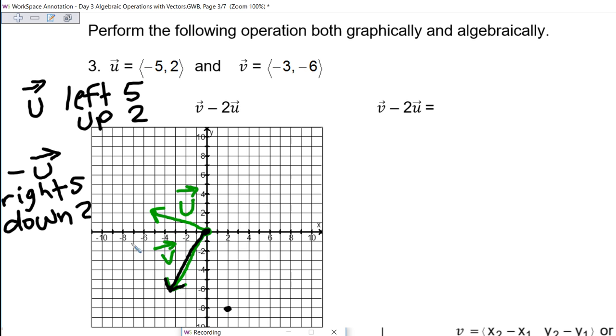And then I'm going to label that. That is negative vector u. So how many negative vector u's do I want? 2. So I need to do that one more time. So from that point where I just left off, I need to go right 5, down 2.